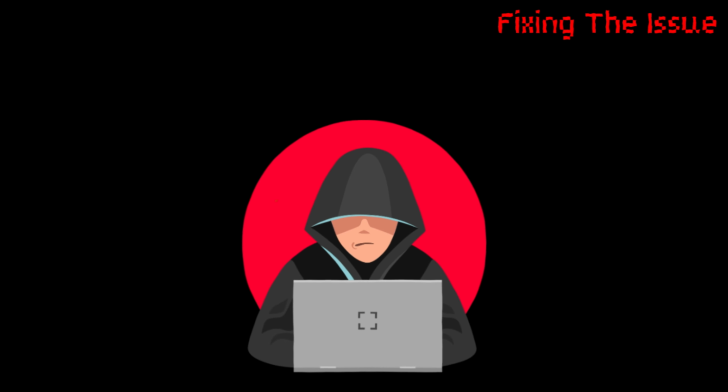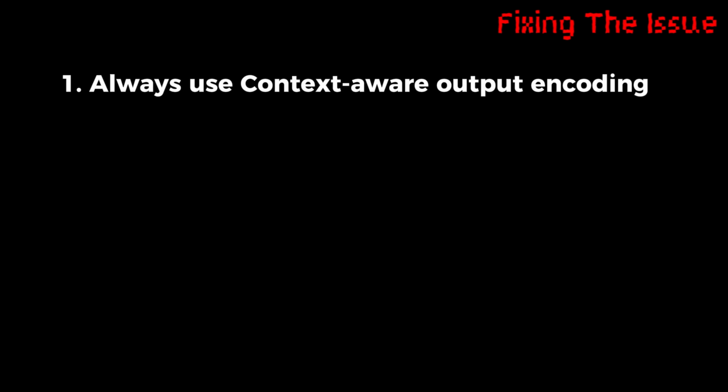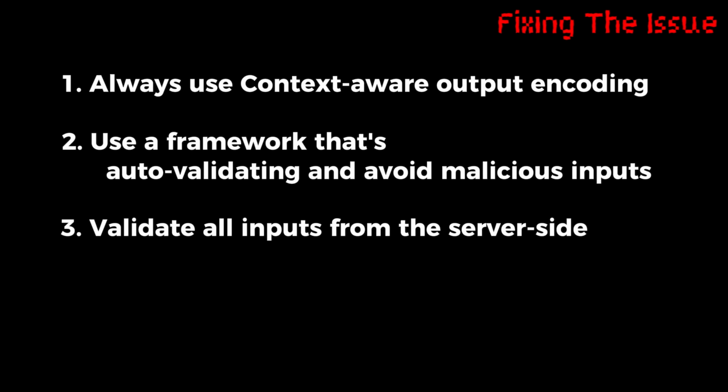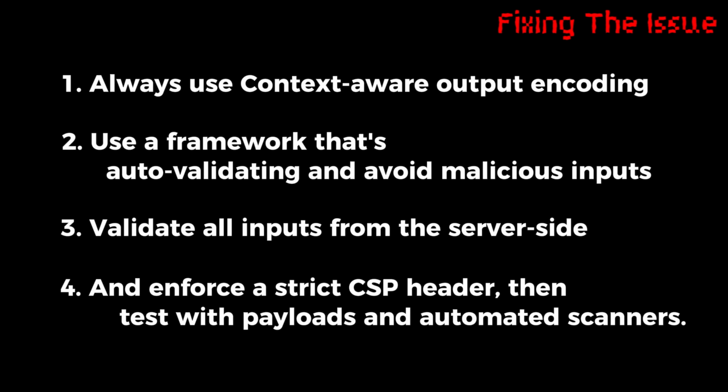Now let's talk about how we can fix this issue on our website. Here are 4 bullet points explaining how you can fix this. Number 1. Always use context-aware output encoding. Number 2. Use a framework or a template that automatically encodes and avoids malicious inputs. Number 3. Validate all inputs on the server side. And number 4. Enforce a strict CSP header, then test with payloads and automated scanners.